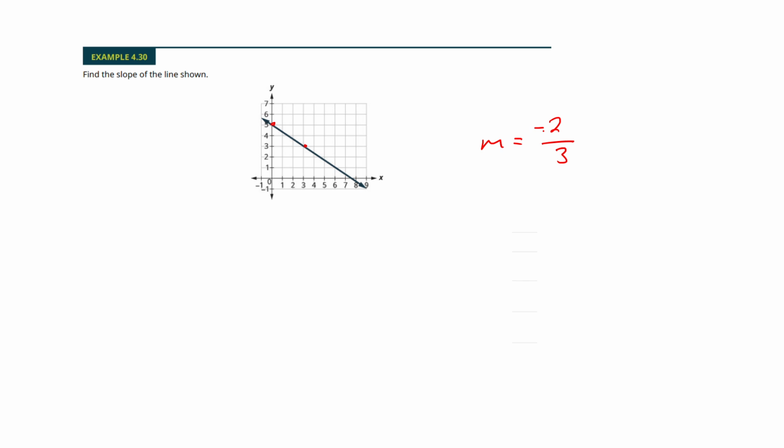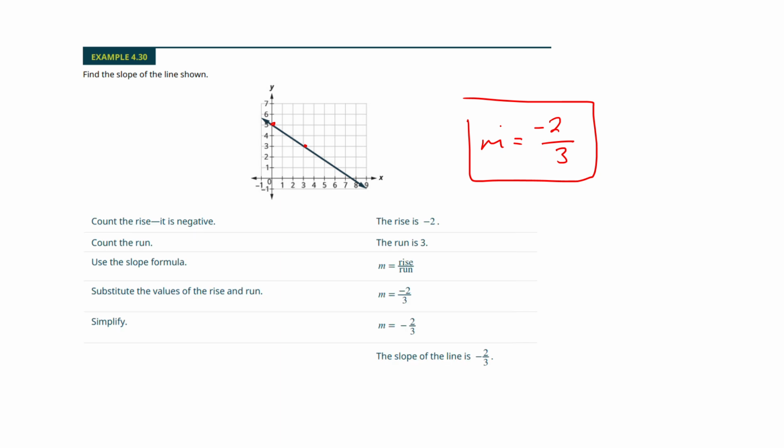So what's changed is that this is a negative slope. And what happened was I had to go down 2 steps in the y and then 3 over in the x. So I got negative 2 over 3 this time.